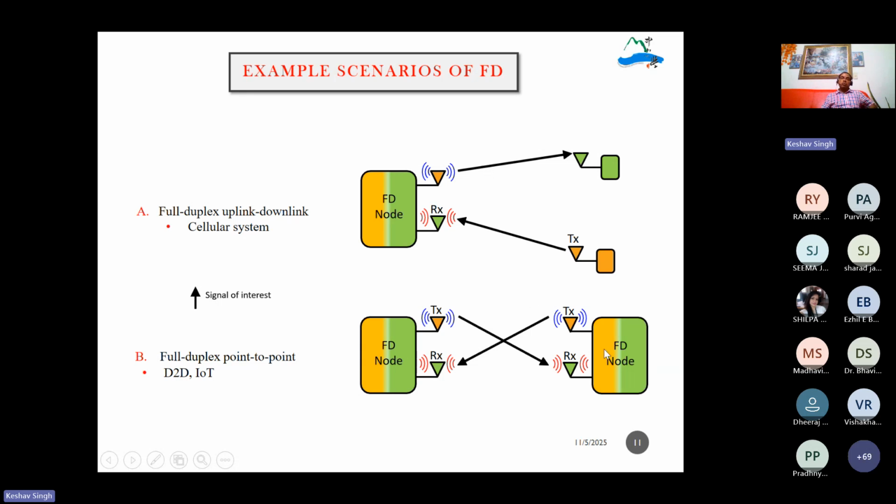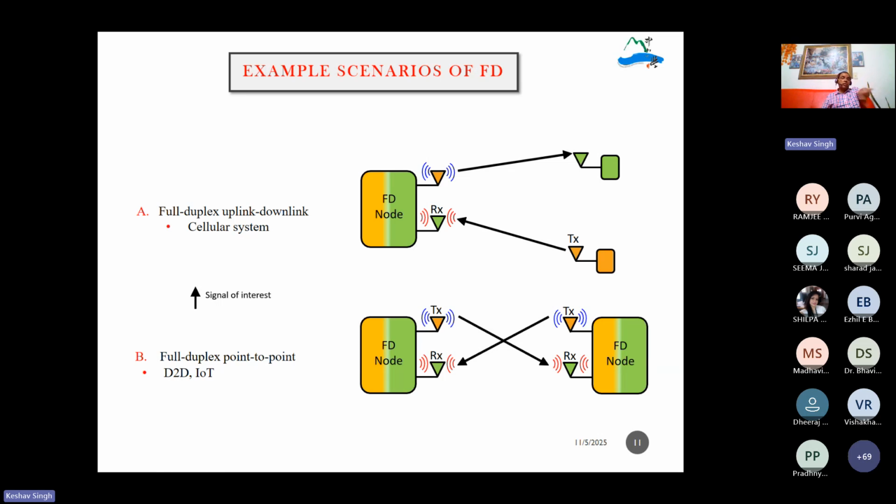Similarly, two full duplex nodes, like full duplex IoT nodes, can communicate with each other. That means both are sending signals to each other, and at the same time also receiving. Now the solid line indicates the signal of interest. Now there is no self-interference. Okay, no self-interference. So this is the ideal case.